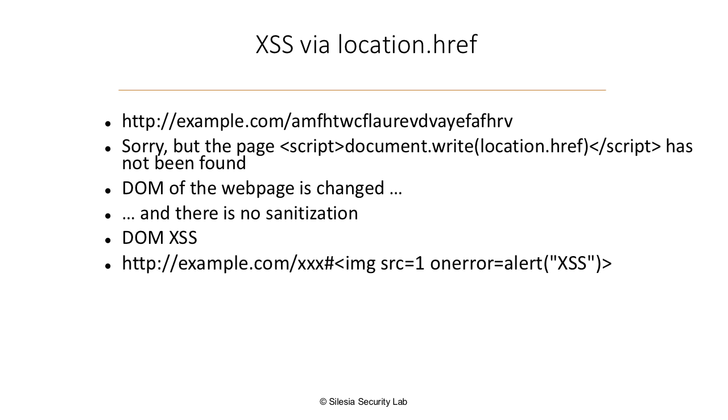And here is the exemplary payload. Example.com/xxx. XXX is a kind of non-existing resource. And then we've got a hashtag. And after the hashtag, we've got something like this: <img src=1 onerror=alert('XSS')>. So let me tell you exactly what it is.